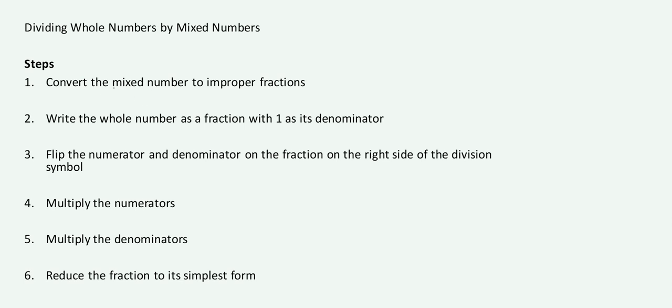First of all, we will be converting the mixed number to an improper fraction. And then we're going to write the whole number as a fraction with 1 as its denominator. For example, in this case, if you have 4, we're going to replace it with 4 over 1. That's what we mean by that. And then we will flip the numerator and the denominator on the fraction on the right side of the division symbol. Then right after that, we will change the division symbol to a multiplication. We'll multiply across the numerators, multiply across the denominators, and then we're going to reduce the fraction to its simplest form, and in some instances you may have to change it back to a mixed number if you want.